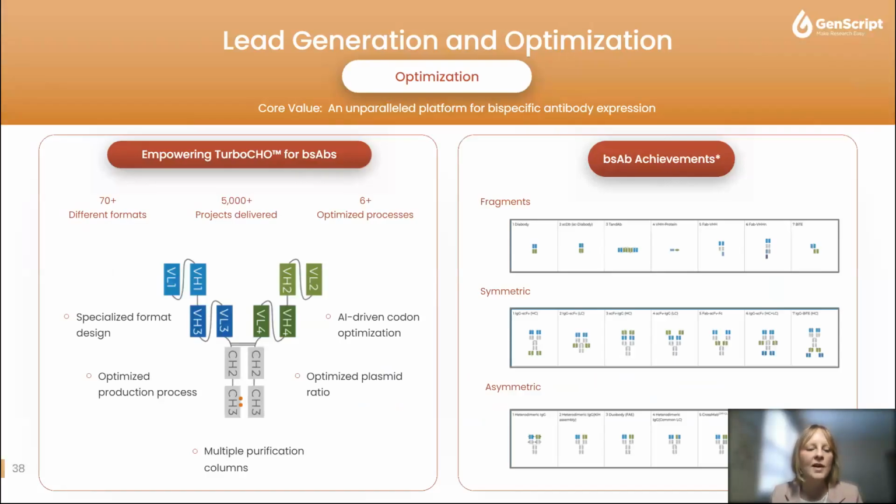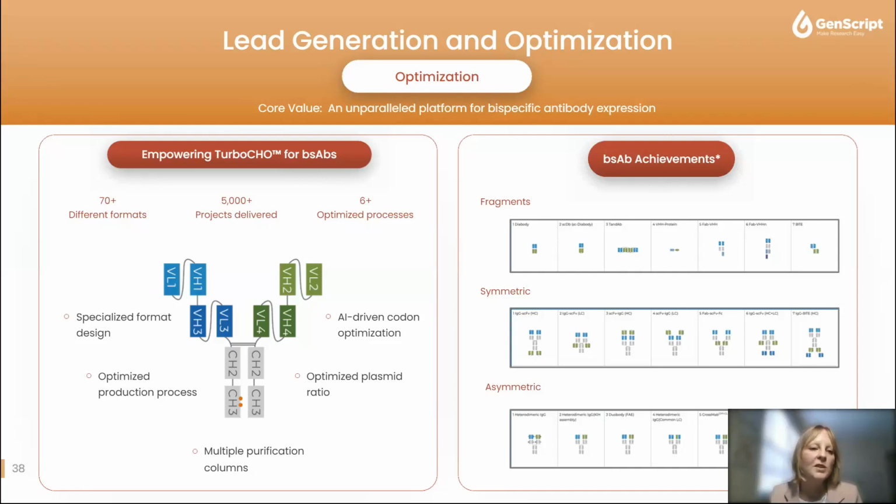And then, as mentioned early on, bispecifics are rapidly expanding the frontier of antibody drug discovery. Our GenScript scientists offer our expertise to support and guide bispecific development using that proprietary TurboCHO platform. So the capabilities incorporated into that are going to be specialized format design, AI-driven codon optimization, optimized production process, optimized plasmid ratio, multiple purification column options.